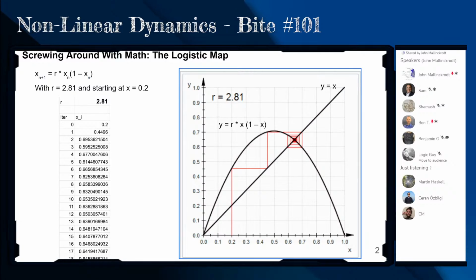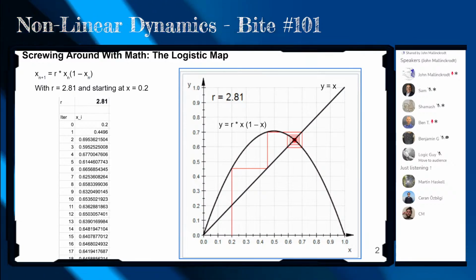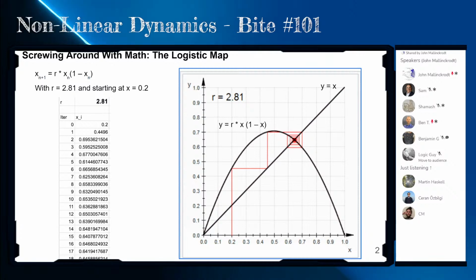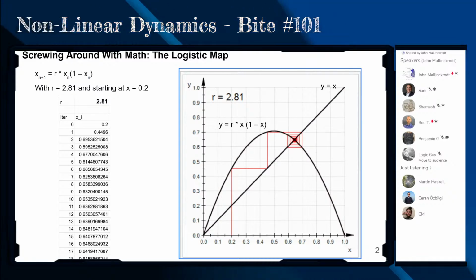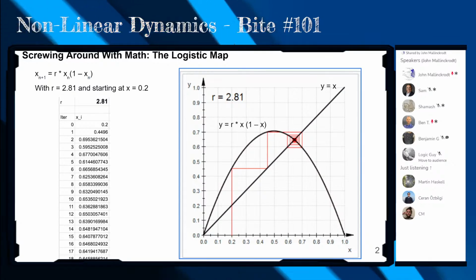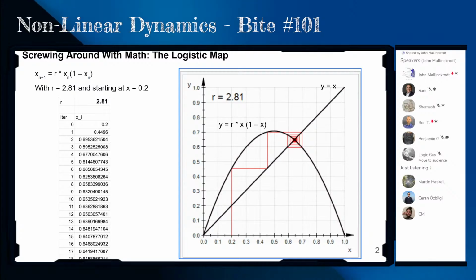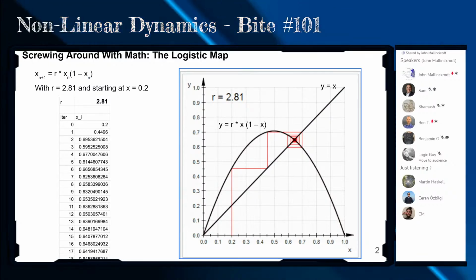I'm going to limit myself to numbers between 0 and 1 just because of the nature of the equation. That 1 minus x and that x suggests that I should keep numbers between 0 and 1. You can talk about what happens outside that, but you'll see it's uninteresting or nonsense or explosive or something else. So we're going to stay between 0 and 1. The straight line is y equals x. The curved line is the logistic map. It's just y equals r times x times 1 minus x.